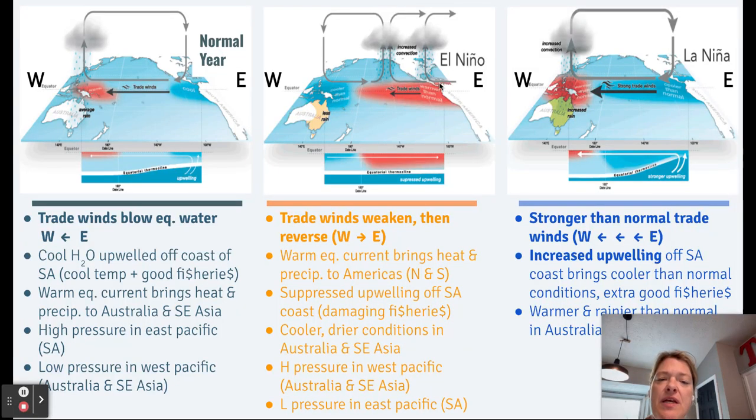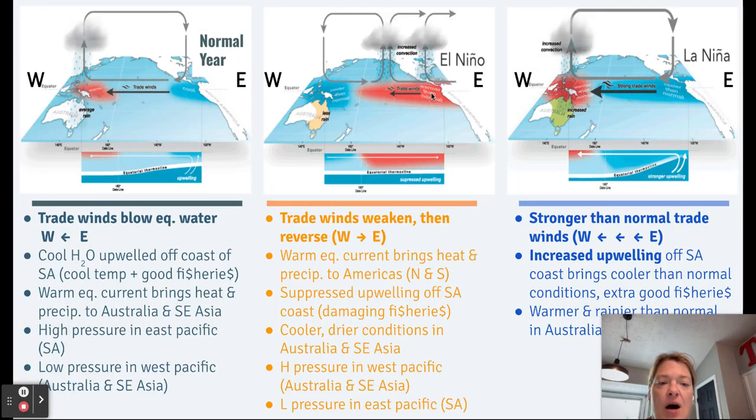And then during El Nino, what happens is these trade winds weaken. And so they actually reverse and they move from the west to the east. And what that does is that pushes the warm equatorial current, because this current runs this way. And it actually brings heat and precipitation to the Americas, north and south.